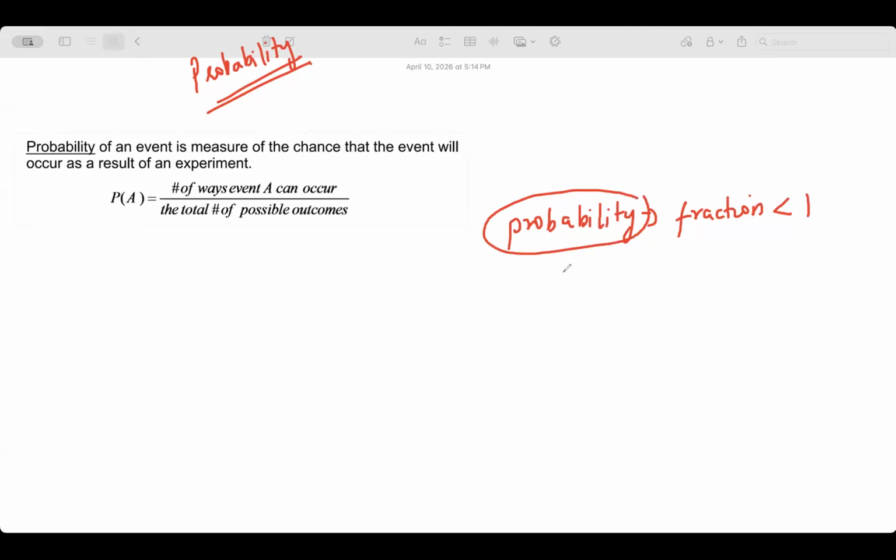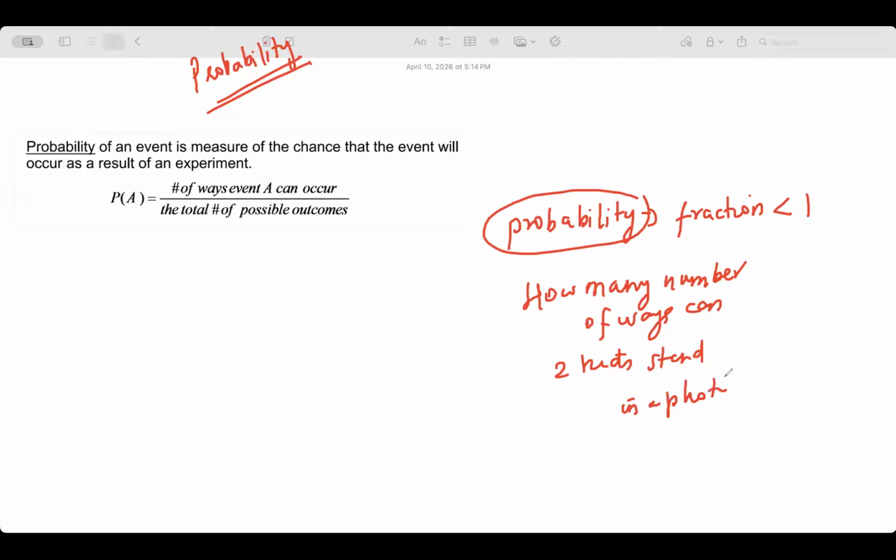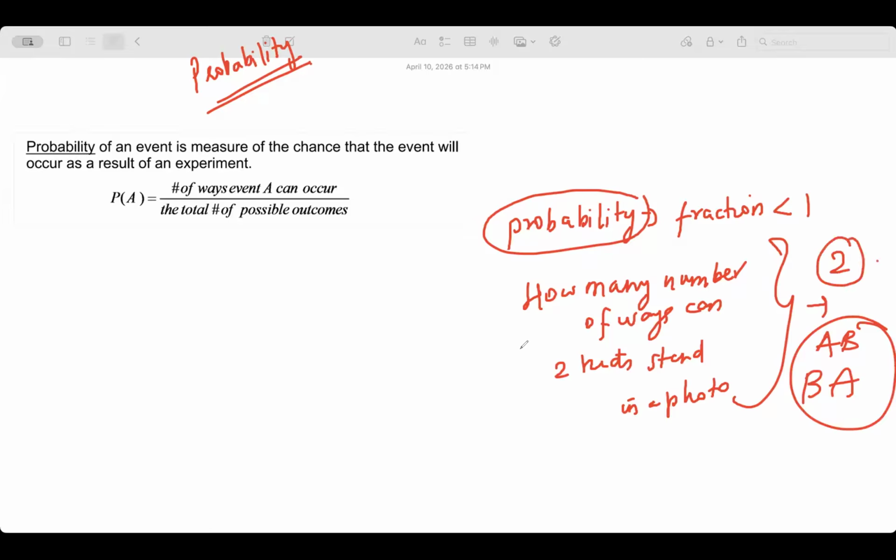If they ask you how many number of ways two kids can stand in a photo, then let's say A, B or B, A. There are two ways, right? So the answer is a whole number. Do you see the difference between the two? If they ask you for number of ways, it's a whole number. If they ask you for probability, then it's a fraction.